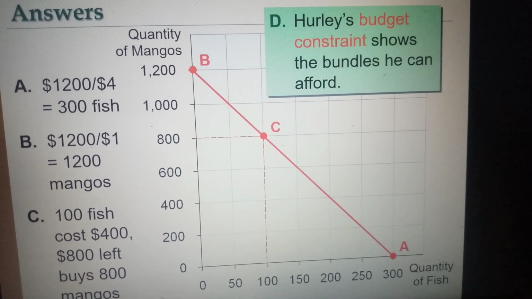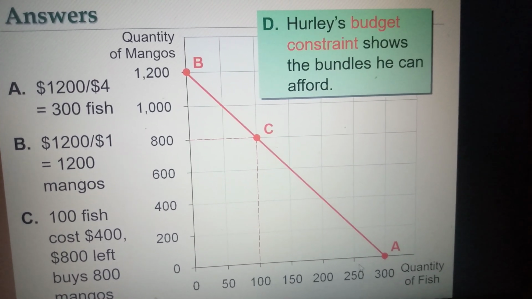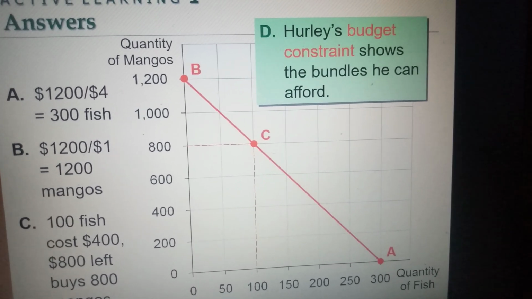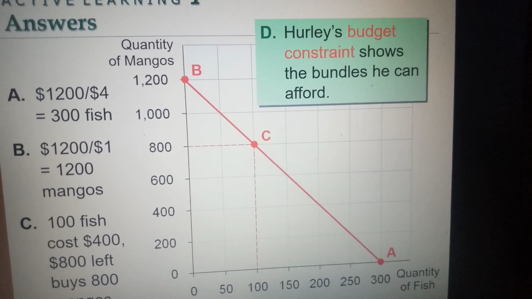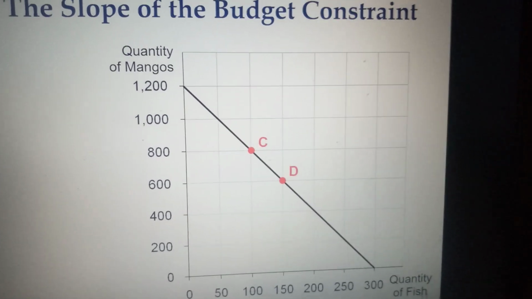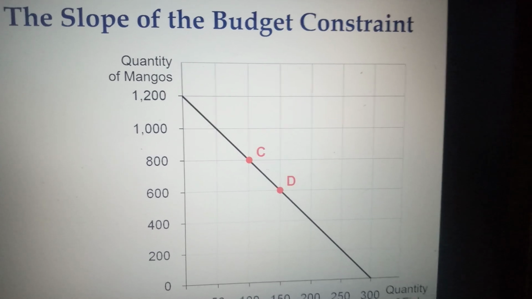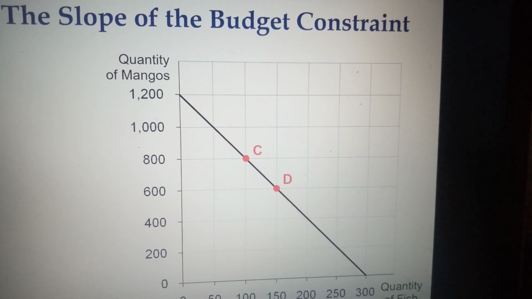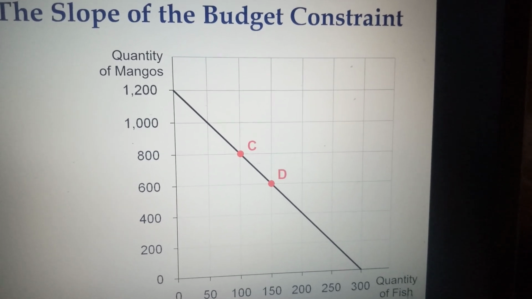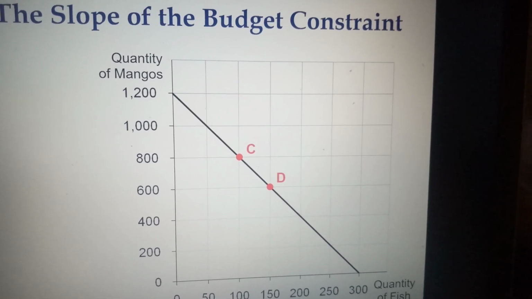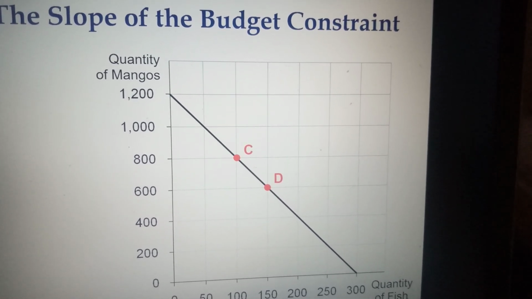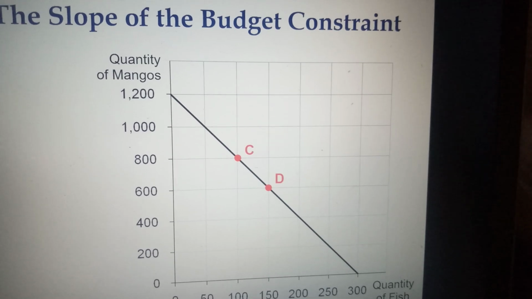So as we continue, this budget constraint shows what a consumer can afford. So this is the slope of the budget constraint. If you want to find the slope of the budget constraint, you find it at the C, where we indicate the C and then the D.